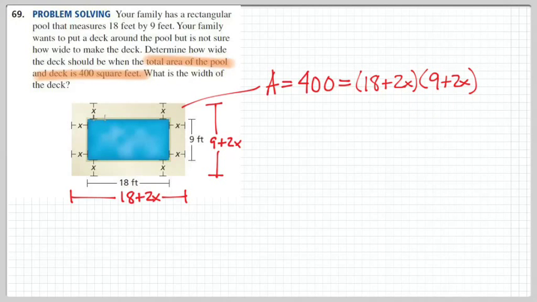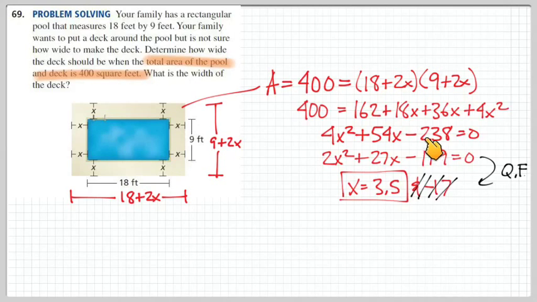I'm going to FOIL this out, expand it all out. 400 is equal to this. I'm going to bring all the terms to one side. This is my standard form equation, setting it to 0. I noticed that I could divide everything by 2, so I'll do that as a first step. Then after I do that, I'm going to use the quadratic formula. Again, I get two different answers, and I'll just ignore the negative number, so my answer is 3.5.